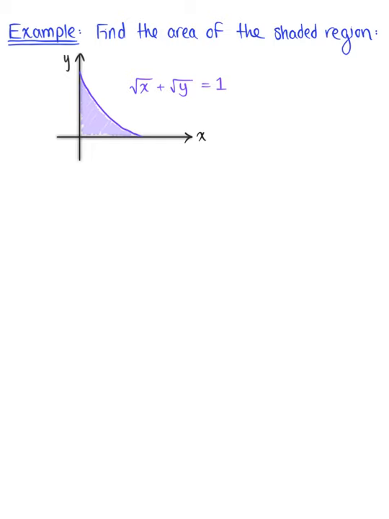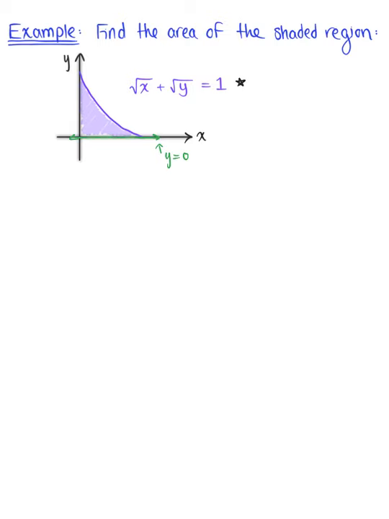Find the area of the shaded region. And so we have the upper bounding curve defined here as the square root of x plus the square root of y equals 1. And our lower bounding curve is the x-axis. And we, of course, know that our x-axis is defined by the curve y equals 0.